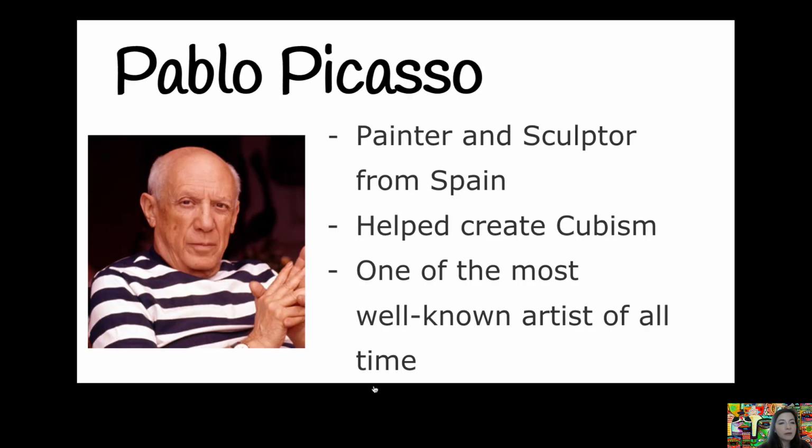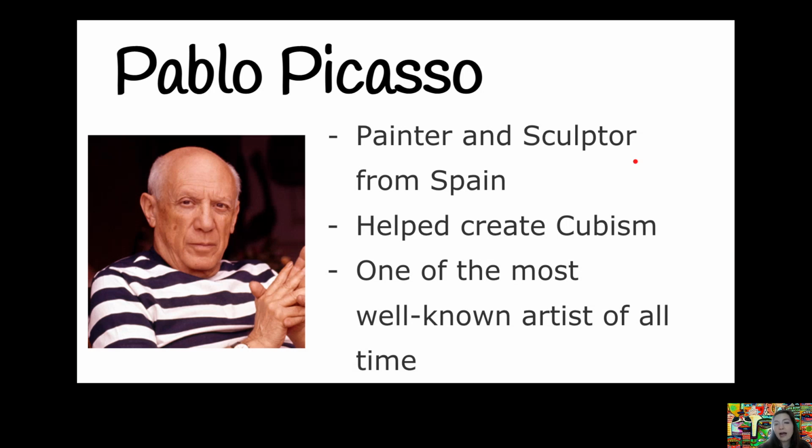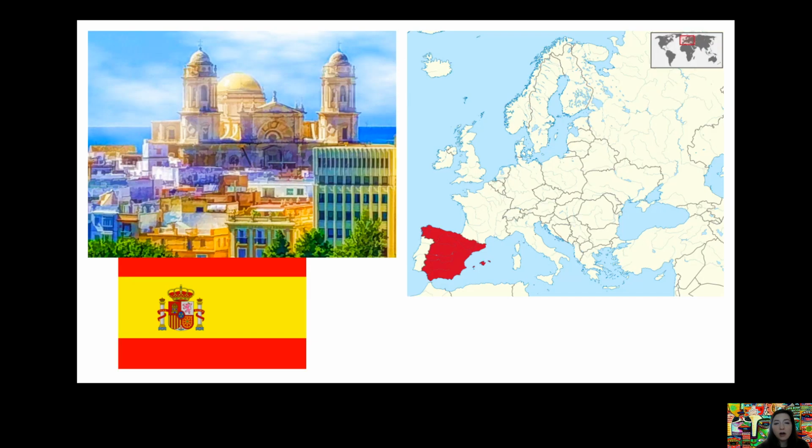But let me introduce you to our artist of the week, the leader of the Cubism style. His name is Pablo Picasso. That's a picture of Pablo Picasso. He was a painter and sculptor from Spain, and he helped create the Cubism style of art. He had some other helpers too that also created it with him, but he was best known for this. Pablo Picasso is one of the most well-known artists of all time. You may have heard his name before, but he is well known for this style of art.